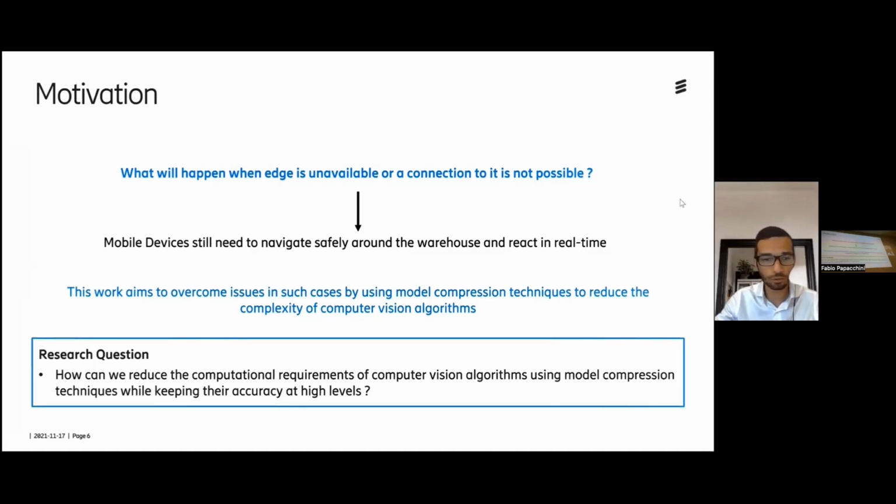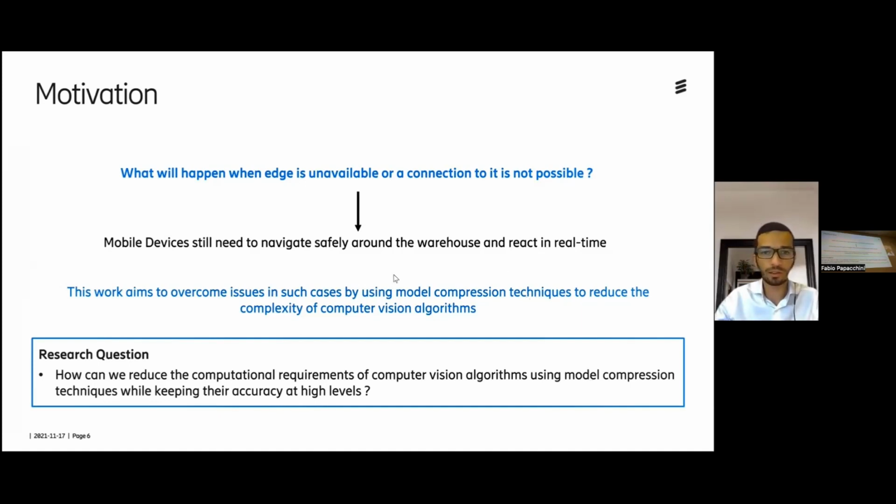And here comes our research question. How can we reduce the computational requirements of computer vision algorithms using model compression techniques while keeping their accuracy at high levels? So basically, how can we reduce the complexity of a deep neural network while keeping the accuracy at high levels?